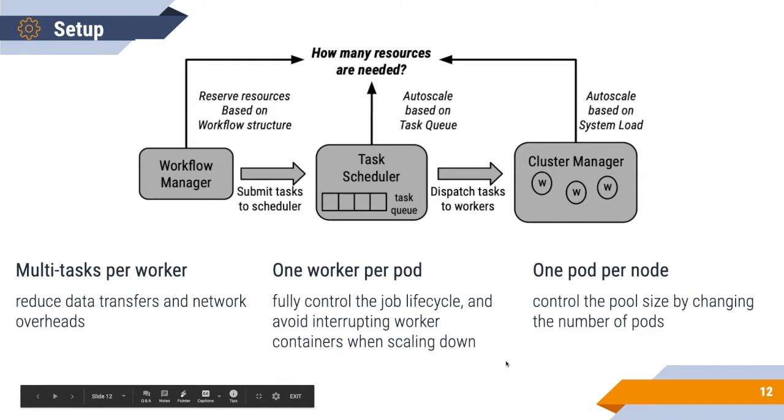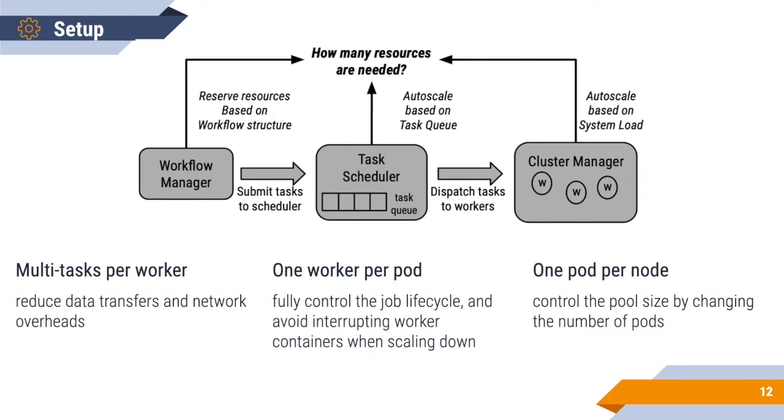Before we introduce the implementation details, we need to figure out one more thing. When running a high-throughput workload with our system setup, there are 4 abstractions involved. They are the task of the workload, the worker of the task scheduler, the Kubernetes pod, and the computing node of the cluster manager. We have to figure out how to align these 4 abstractions. First, for high-throughput workloads, it is very common that tasks from the same stage share the same chunk of input data. In order to reduce the data transfer and the network overhead, we decide to run multiple tasks per worker.